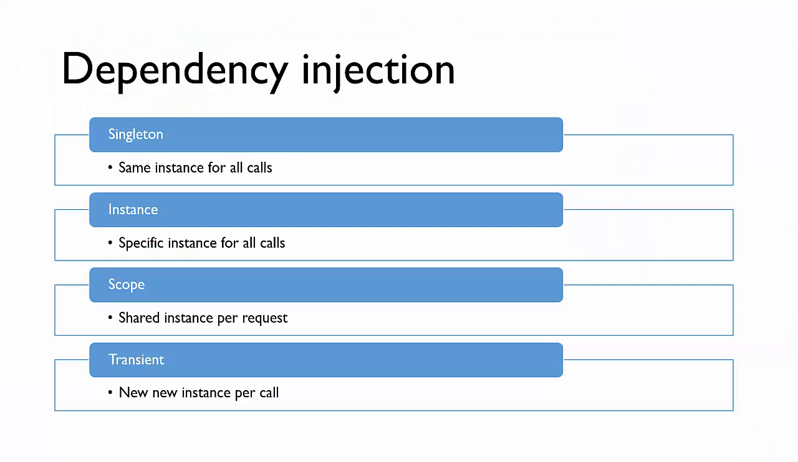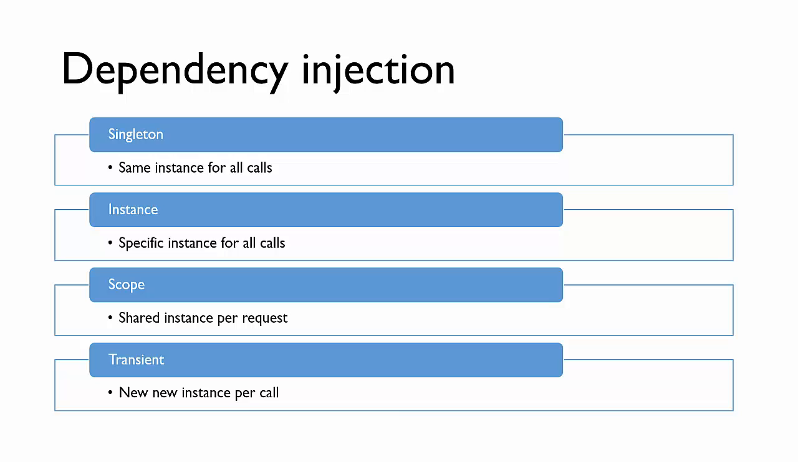Finally, we are going to talk about dependency injection. For dependency injection, we have four kinds of objects that we can use. The first one is singleton, which will create one instance on the first call, and it will be using the same instance for all the calls.